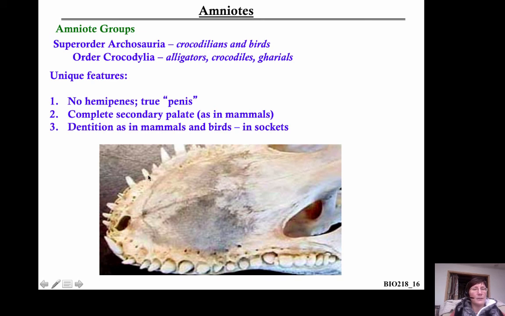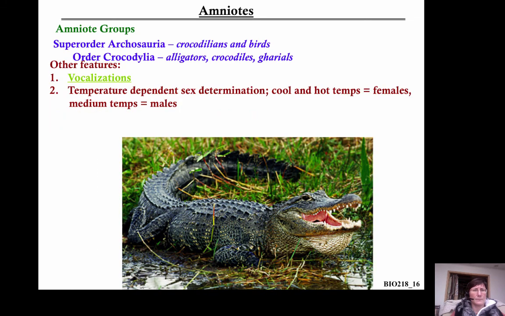In addition, crocodilians have dentition same as mammals and birds. Well, for the rare birds that actually have these, and those would be fossil birds. So they have teeth that are set in sockets. In the case of lizards and snakes, the teeth are not set in sockets, they're actually attached to the sides of the jaws.